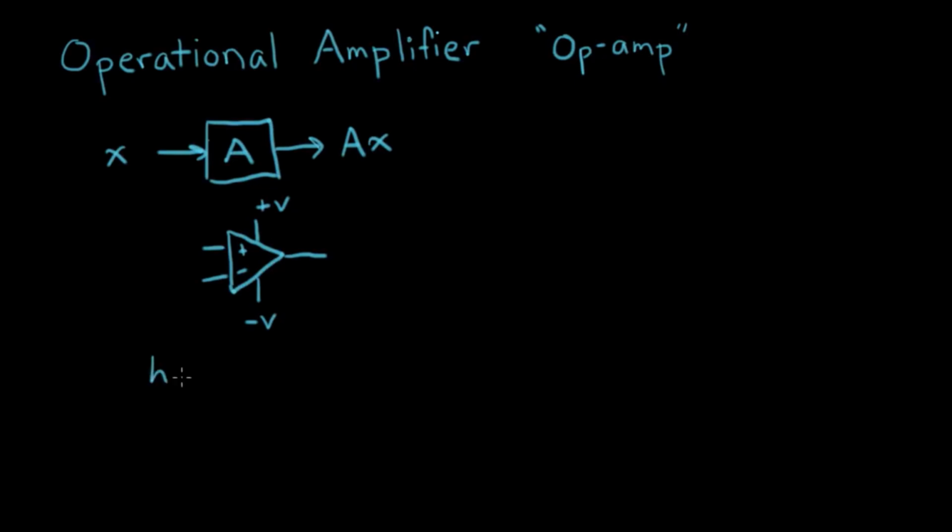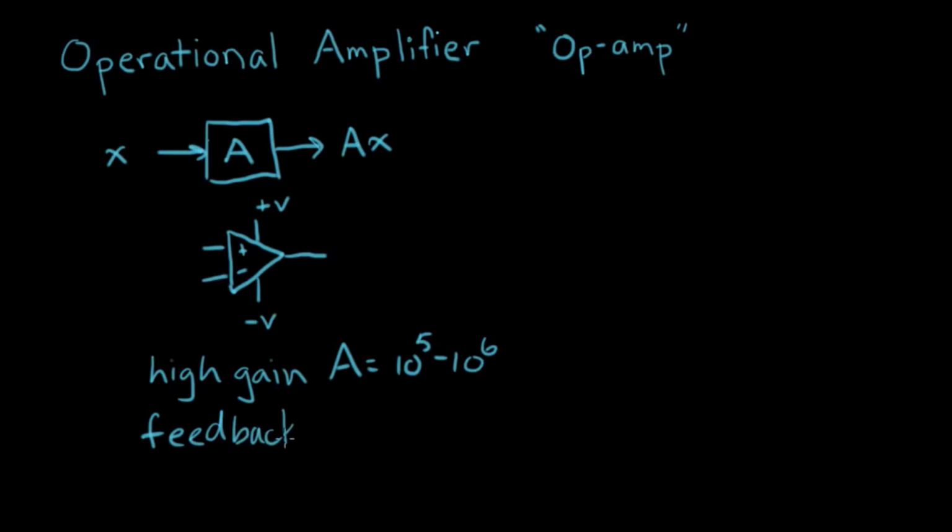One is op amps have high gain. So in this case, the gain, usually with the symbol A, is something like 10 to the 5th to 10 to the 6th. Really, really high. Another thing we think about when we talk about op amps is that they're used for feedback circuits. And we'll talk about feedback in the next couple of videos and what that means. But that's the application that we use op amps for.